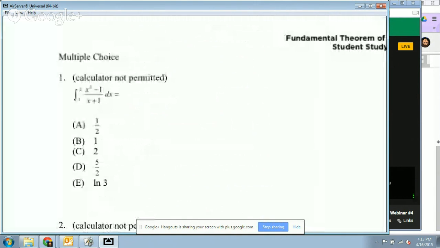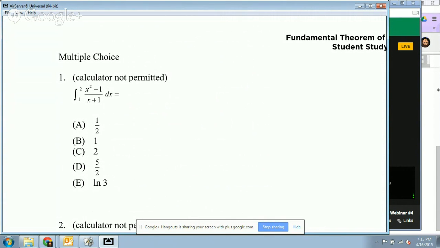So if I take a look at the multiple choice that we have here, calculator not permitted here. You might look at this initially and think you've got something with an x squared and an x, so maybe I'm going to do some u substitution. Actually, think about some algebraic manipulation first.